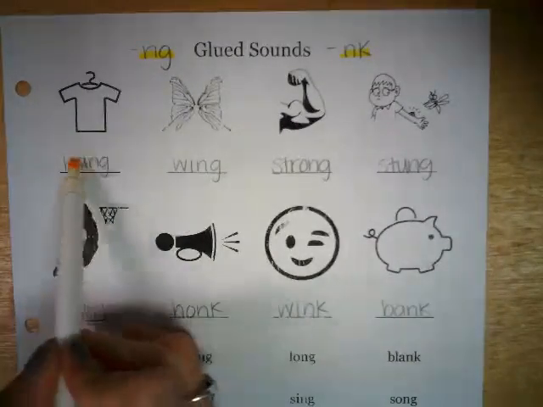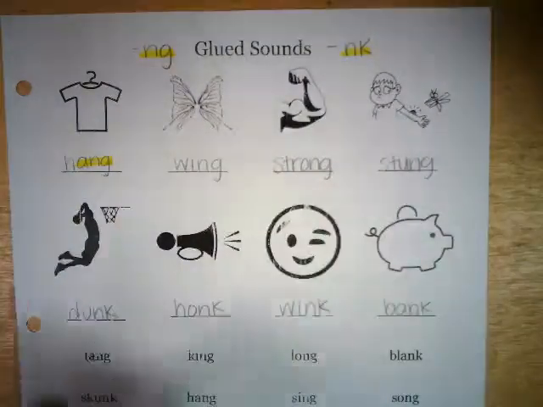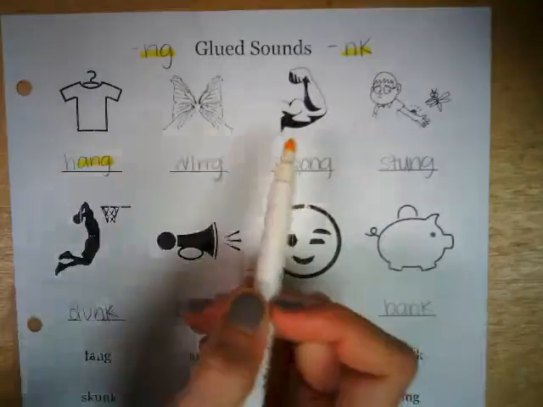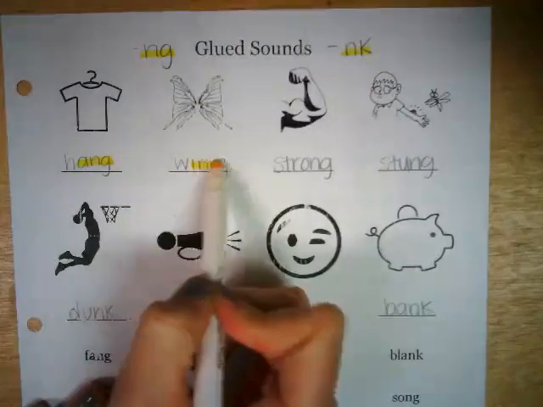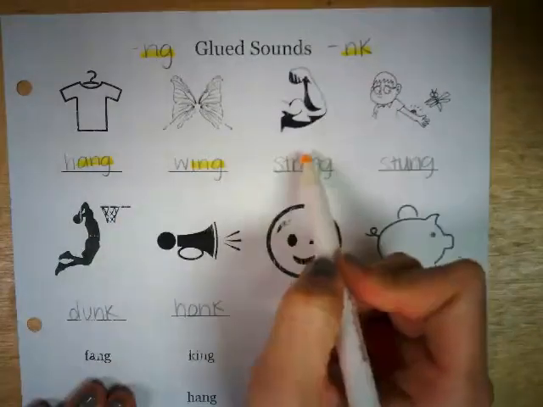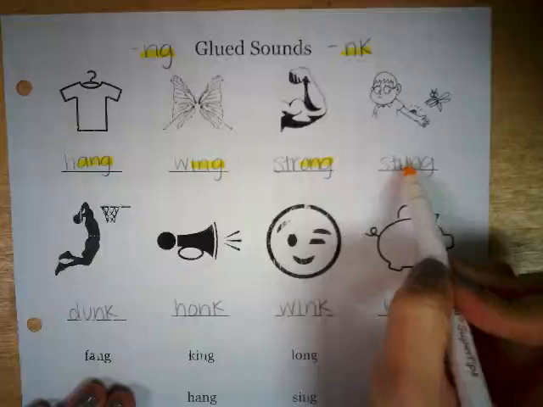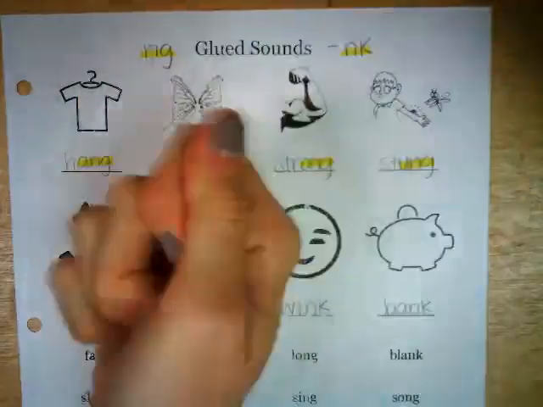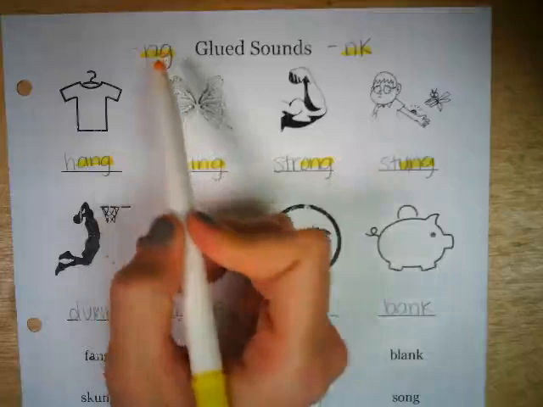We have ANG, like hang, and we would tap this going ang. We grab that chunk because it's just easier and it's less awkward. So we want students to be able to identify these glued sounds. So we have ang, or we have ing, like wing. Strong, like we see the ONG in strong. Then I see a UNG in stung. Again, it would be ung. We are grabbing that glued sound. So those are our NG glued sounds.